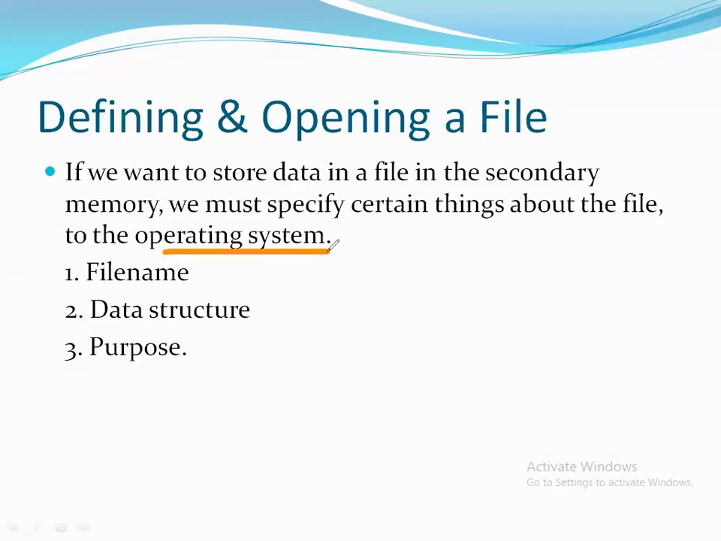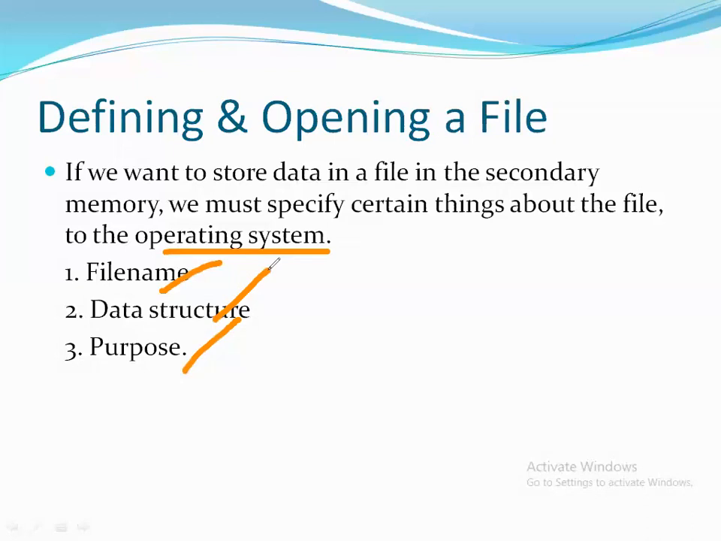Okay, first of all, I want to create a file. What is the file name I have to create? That must be specified. Next, for what purpose are we creating the file? Next, what is the data structure, what is the type of the file? Also we have to specify. To whom are we specifying? To the operating system. From where are we specifying? From the program.